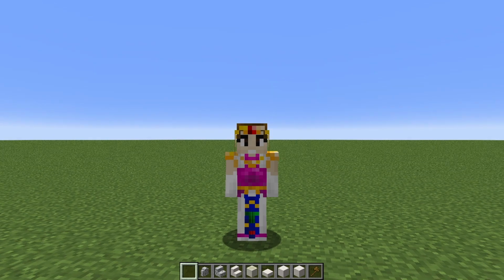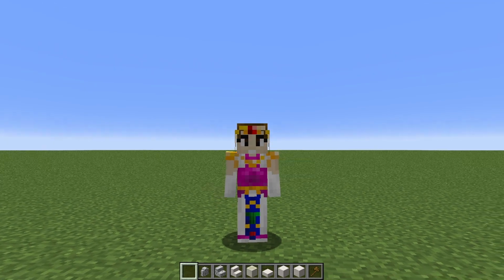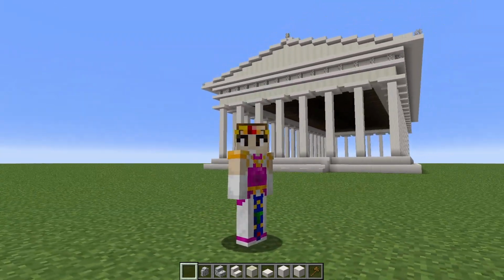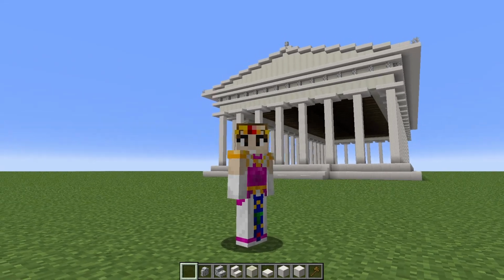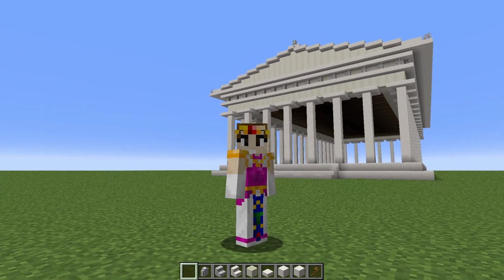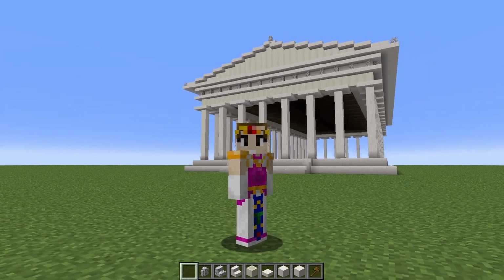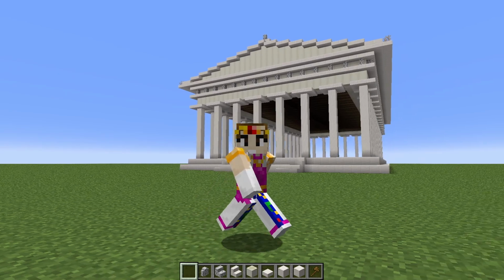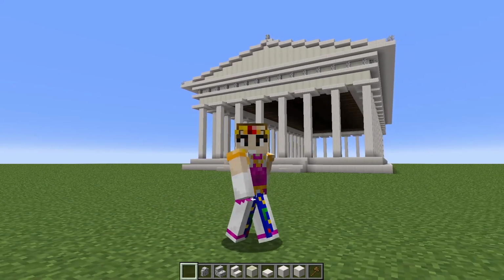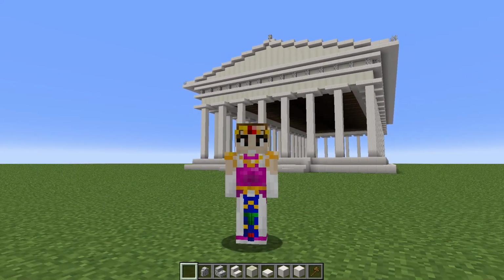So when you see people build Greek architecture in Minecraft, you're probably used to seeing something that looks kind of like this. Isn't it cute? And to be fair, this has all of the essential elements that make up a Greek temple. So if this is the size you want to build your temple, there is absolutely nothing wrong with that.